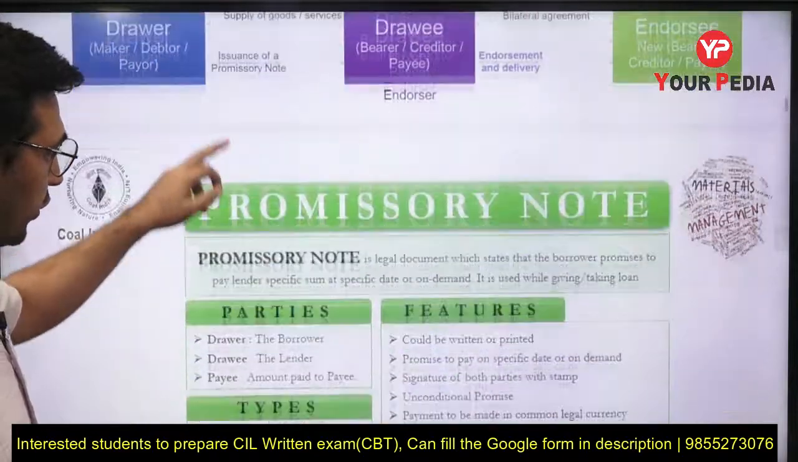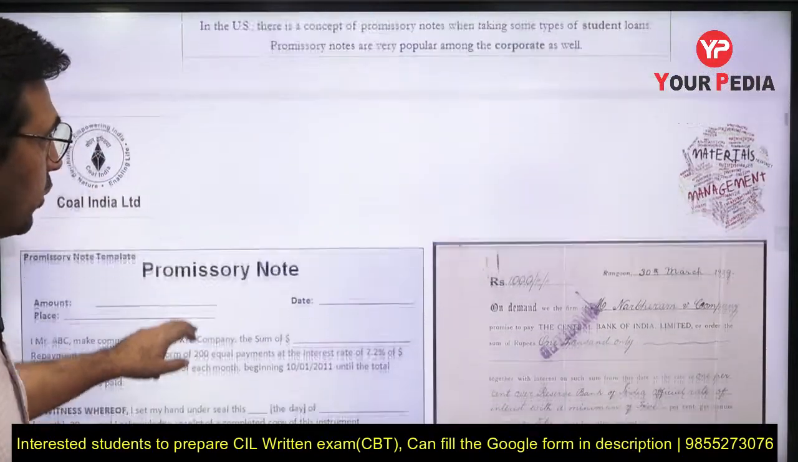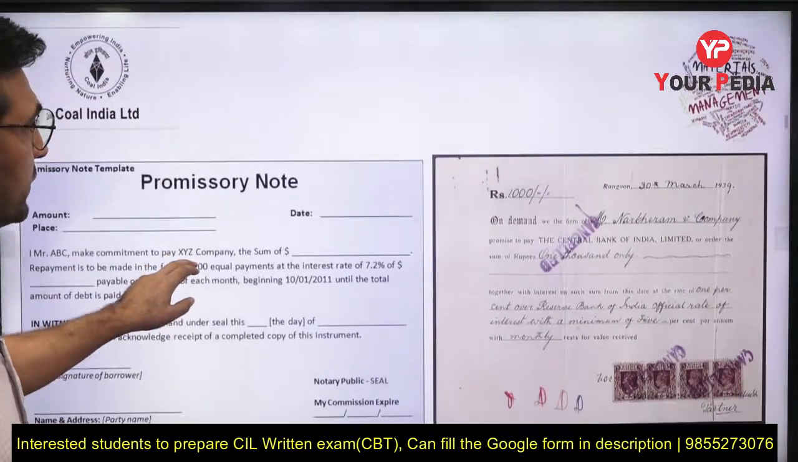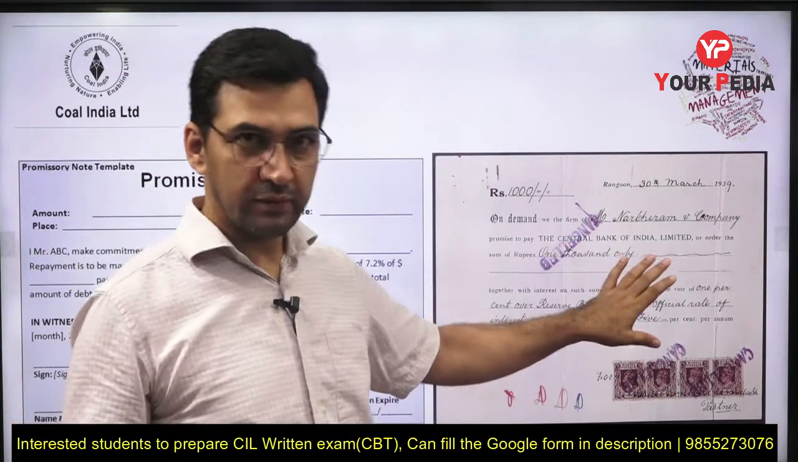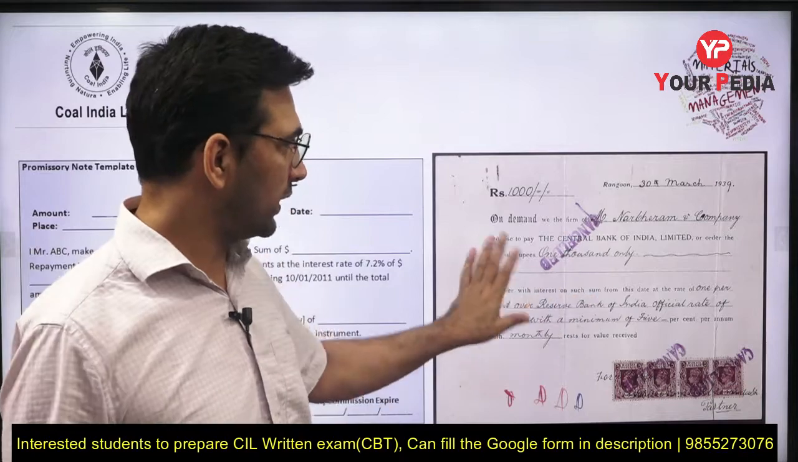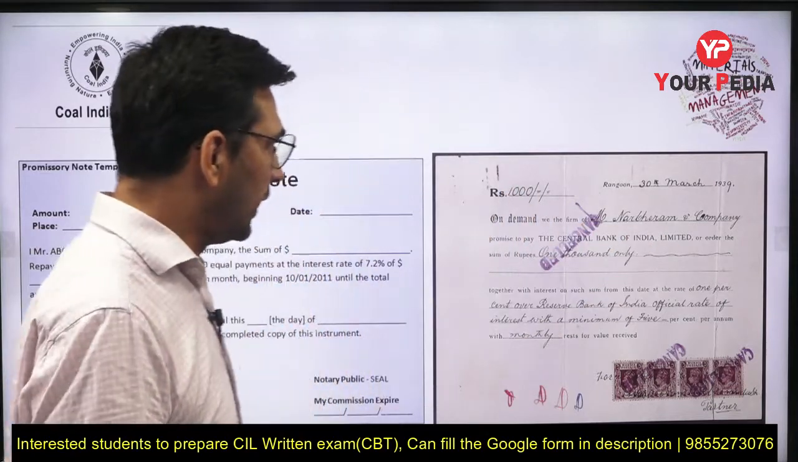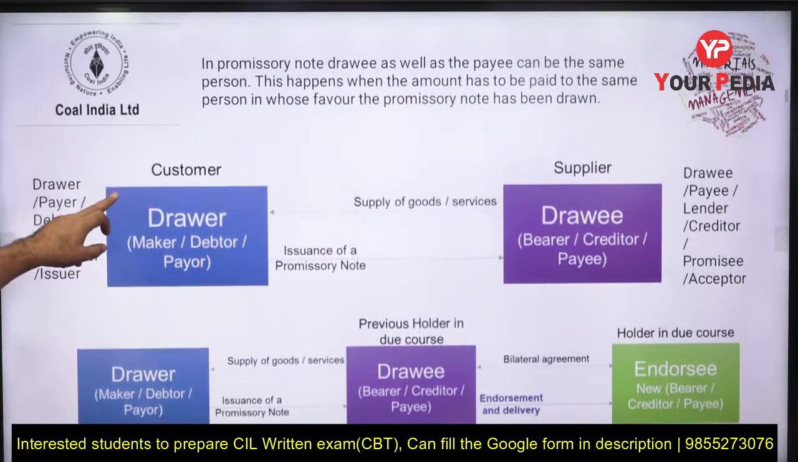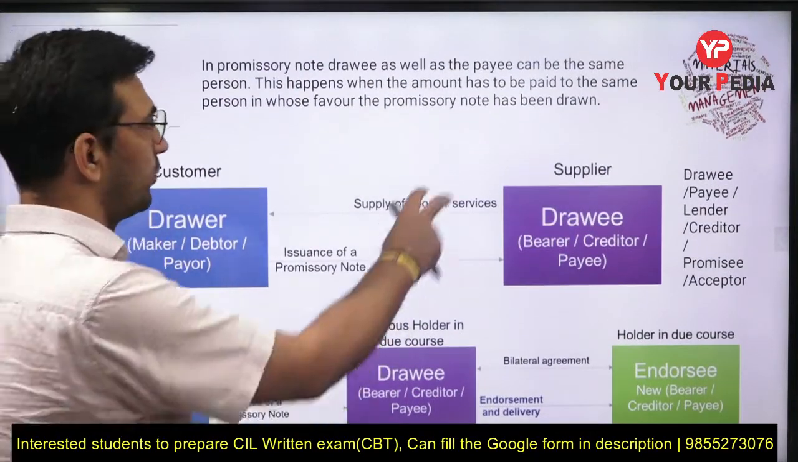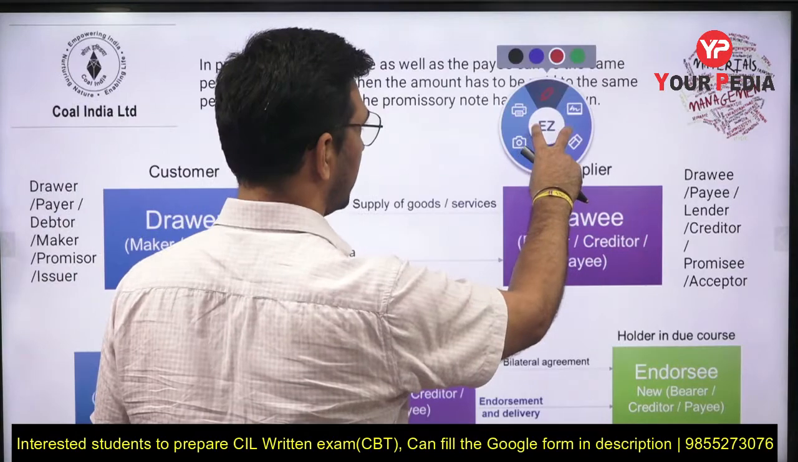I have already shown you how a promissory note looks. Remember that a promissory note will look like a document which promises you to pay. One party is going to pay another. You must have seen all the details in it. But let me explain with the help of the parties involved in this promissory note. So just pay attention to the parties.